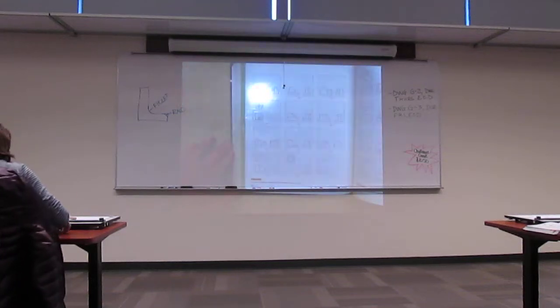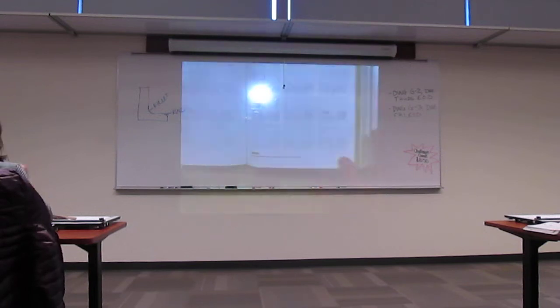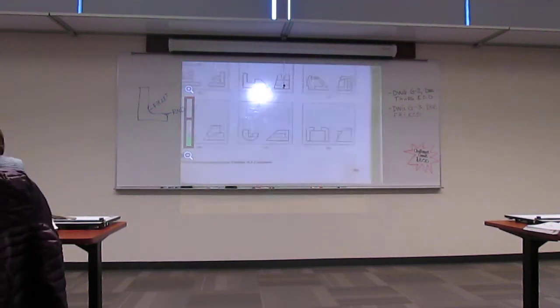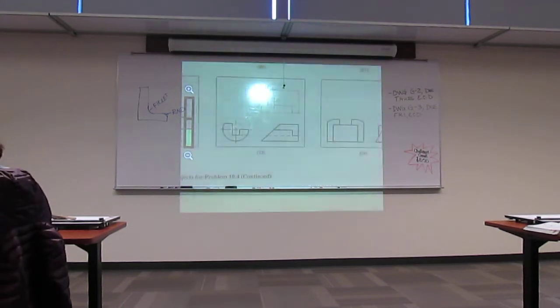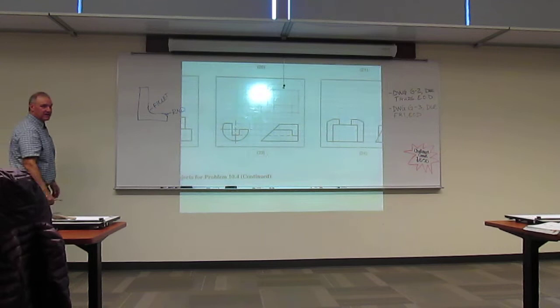So let's look at a couple objects. First one I want to look at is number 23 that's on G4. Now, does anybody want to see this one drawn? Yeah. Because here we have a cylinder that's been truncated.